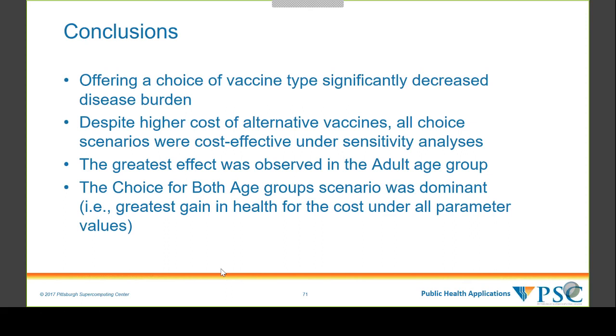So even though you had an incremental gain going from offering choice only to adults to offering choice to adults and children, it's still cost effective. You still get more back than what you put in.